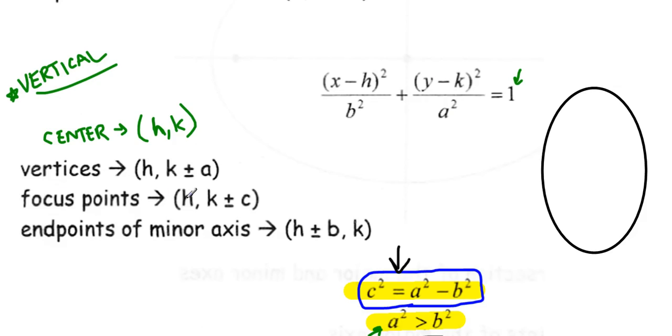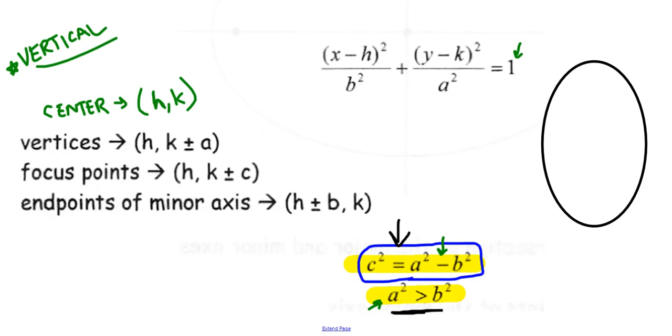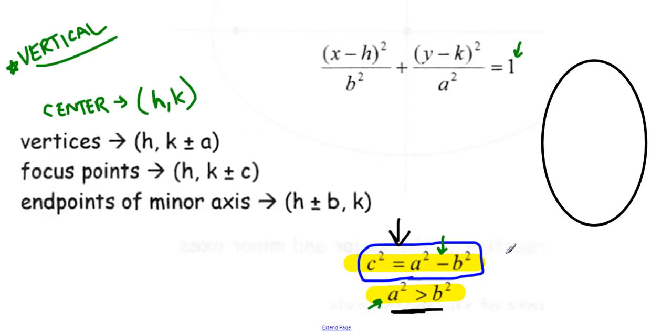The foci, again, we keep the x-coordinate of our center and we take the y-coordinate and we add or subtract our c value. Okay, so you might say, well, there's no c value in this equation. Where do we get that c from? Well, we get the c from something that looks a lot like Pythagorean theorem, but there's one important difference. So c squared, remember c is the distance from the center to a focus point. C squared equals a squared minus b squared. Notice the minus. That's the big difference from the Pythagorean theorem. For an ellipse, c squared equals a squared minus b squared.